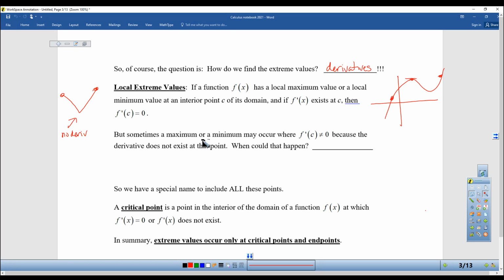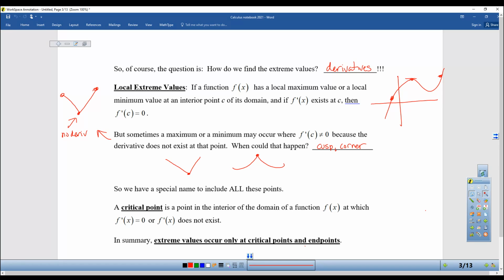But sometimes a maximum or a minimum may occur when the derivative is not equal to 0. So we know that this is a minimum. So that's what this one's saying now. Even though there's no derivative, there still is a max or a min. So how could that happen? Cusps, corners, things like that, okay? They could have maxes and mins, even though the derivative is not equal to 0.